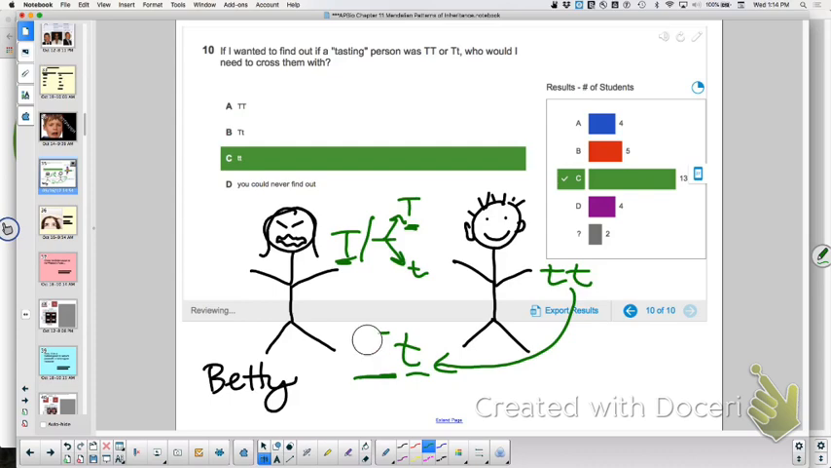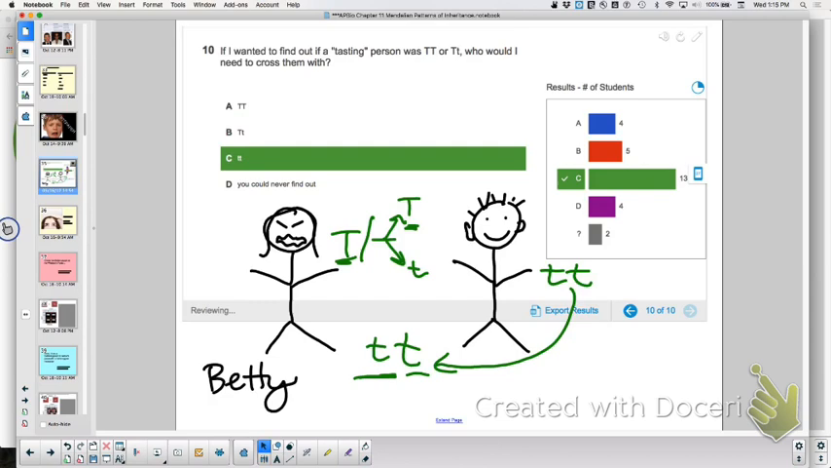Okay? If, however, they just have one, oh, sorry, I said tall instead of tasting. If just one of their children is a non-taster, then what do we know that Betty is? She only has to have one child. Just one child that doesn't taste, and we know that Betty is a heterozygote. Okay? Check with BioBuddy.